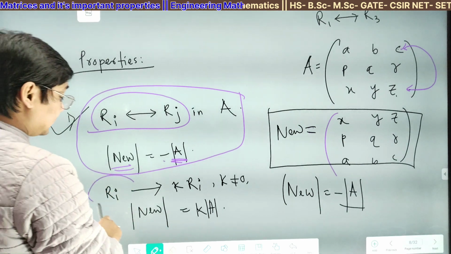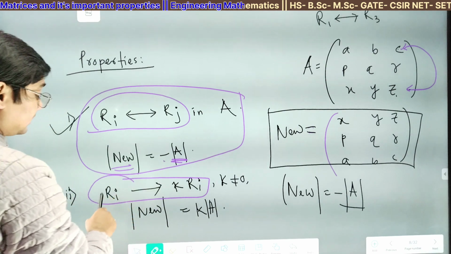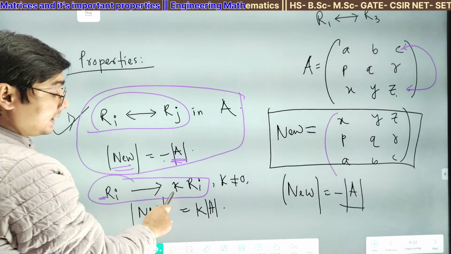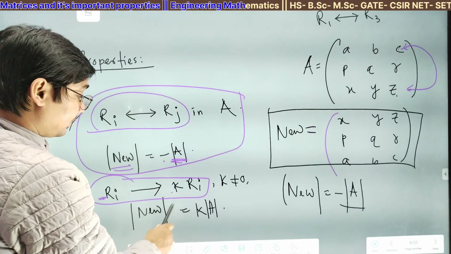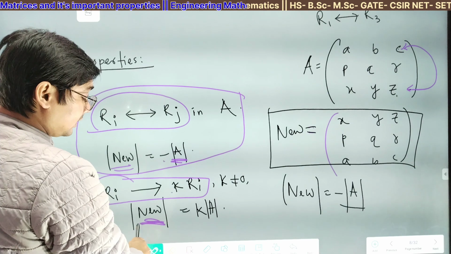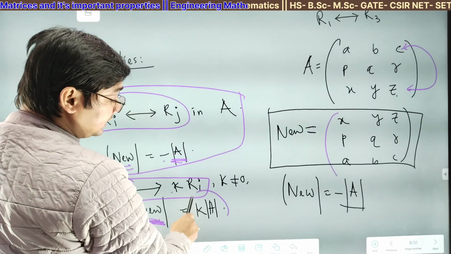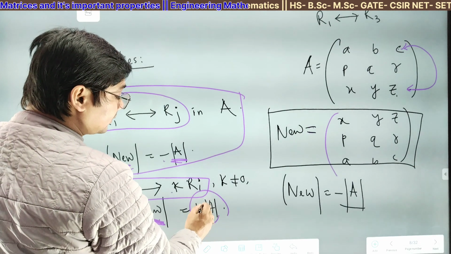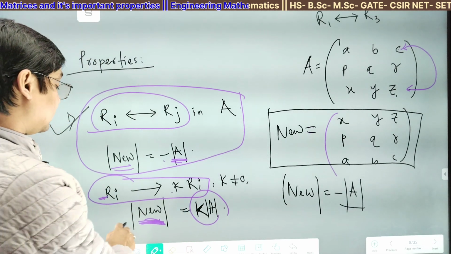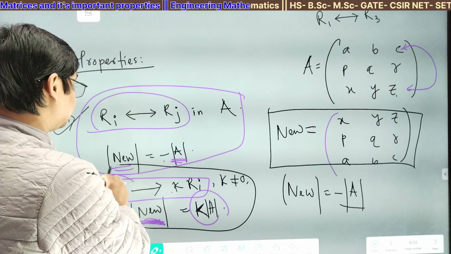And another property is there. If we replace Ri by K of Ri, then what happened? The determinant of the new matrix will be K times the determinant of the original matrix. Yes. So this is also an important property here.